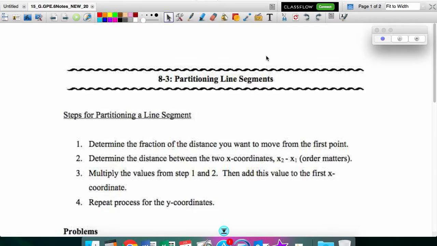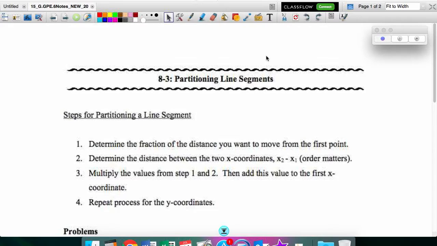8.3, partitioning line segments. When we're partitioning line segments, we're looking for a particular point that splits the line segment and the two endpoints into a particular given ratio or in a particular way. We have the following steps to find this particular special point.